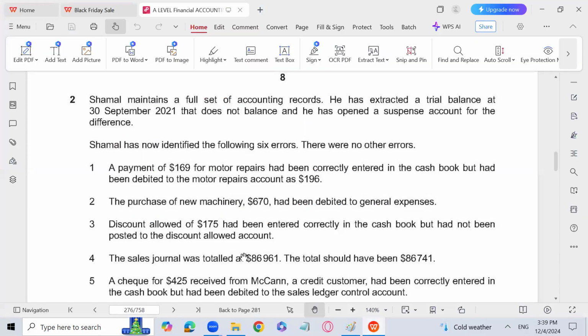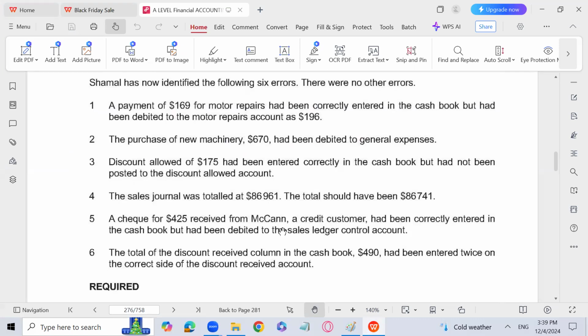Next entry: check for 425 received from A.C. McCann, a credit customer, had been correctly entered in the cash book but had been debited in the sales ledger control. Always remember that sales ledger control account is a trade receivable account, right? So instead of crediting McCann, we have debited McCann, or sales ledger control account. Sir, how come, sir? In books of prime entry, there are three types of ledgers: sales ledger, purchase ledger, and general ledger. In the sales ledger, we prepare a T account of each individual customer, those to whom we sold goods on credit. Sales ledger control account is the combined account of all trade receivables. It is still a trade receivable.